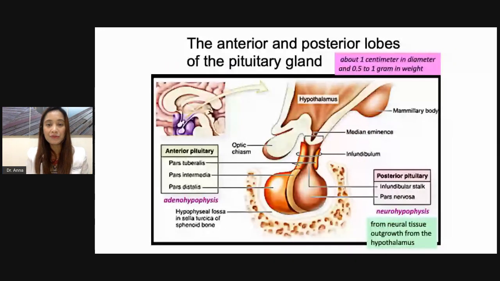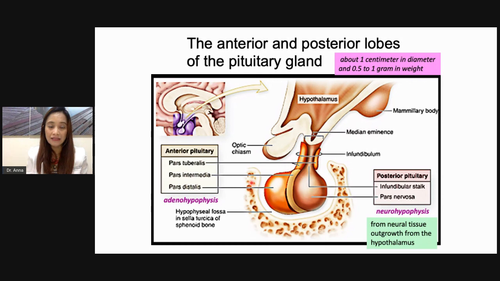So just as a review, your pituitary gland is divided into your anterior and your posterior lobes. It's just a very small organ. Let me use a pointer. It's just about 1 centimeter in diameter and very small at 0.5 to 1 gram in weight. But of course, this changes with physiologic changes. For example, in pregnancy, usually this becomes bigger because of the increase in the demand in hormones, particularly prolactin.